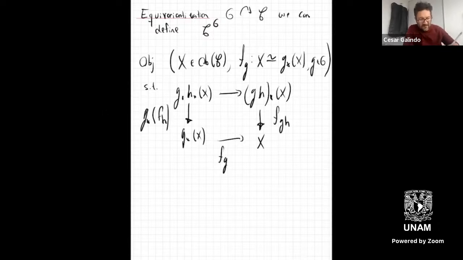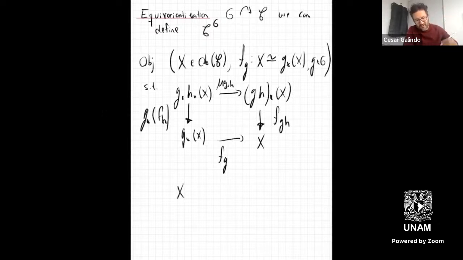This is the diagram that should commute. And here is this that we call here mu. So this is an object in your category. A morphism, of course, should be something that commutes.